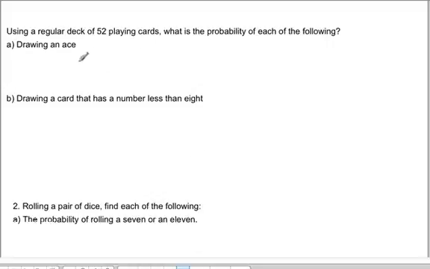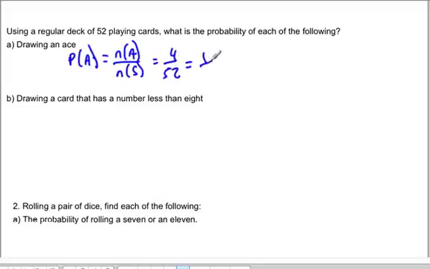Using a regular deck of 52 playing cards, what's the probability of each of the following? First, drawing an ace. The probability of drawing an ace is equal to the number of ways that we can draw an ace divided by the total number of ways we could draw a card from the deck of 52. And so this is going to just be 4 over 52, which is 1 over 13.